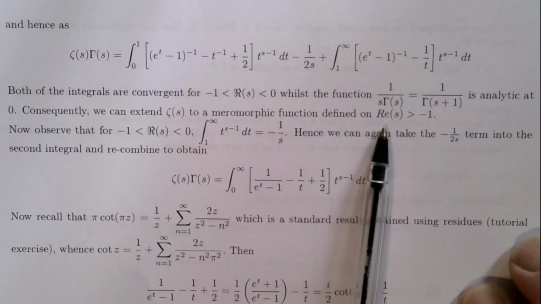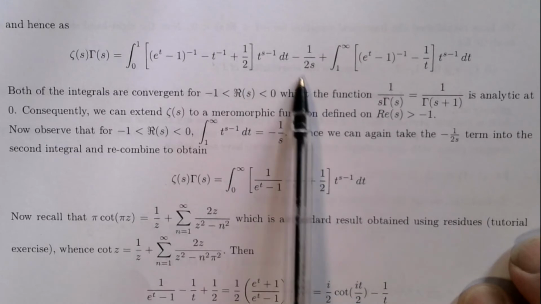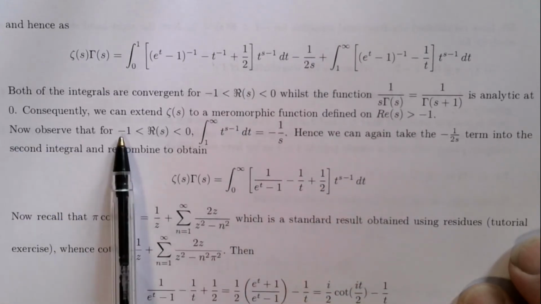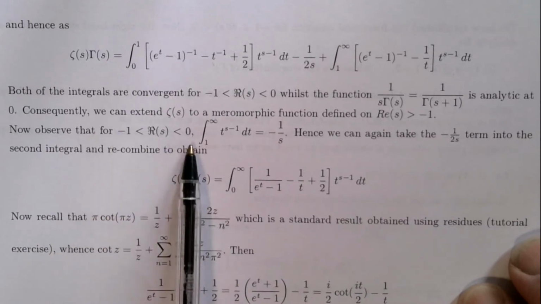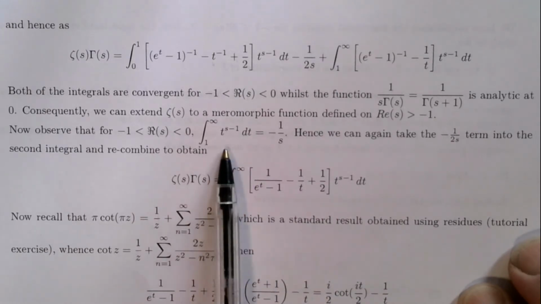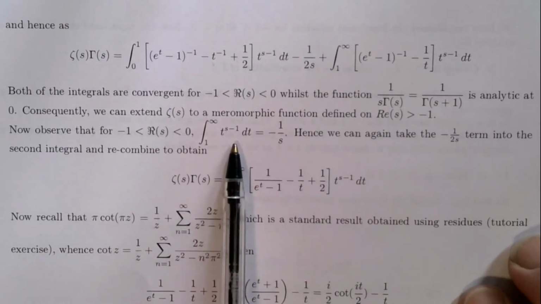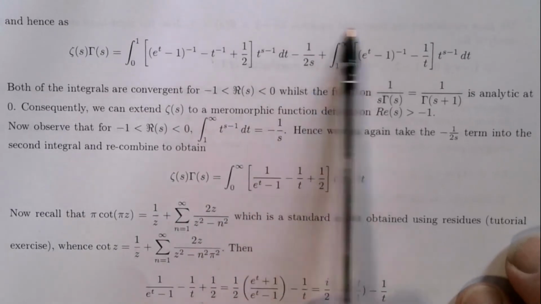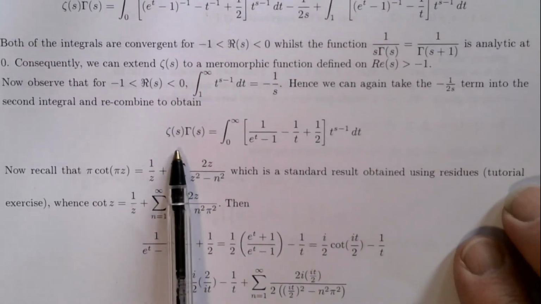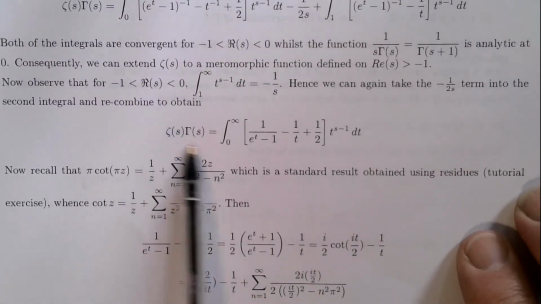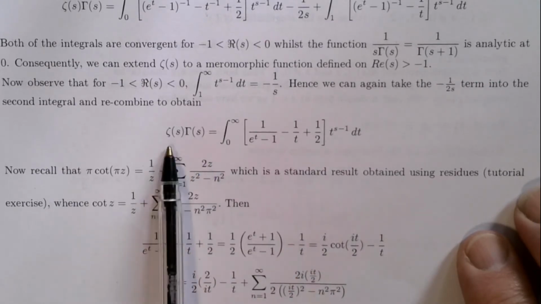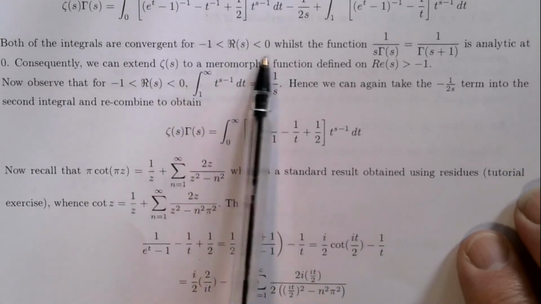Now, we're going to try and push this term into the second integral here, as we did before. So for the real part of s between minus 1 and 0, this minus 1 on s can be written as the integral from 1 to infinity of t to the s minus 1. So once again, I can push this term into the second integral, and that gets me this expression here. So I've got another way now of writing this product, and this is valid for minus 1 less than the real part of s less than 0.